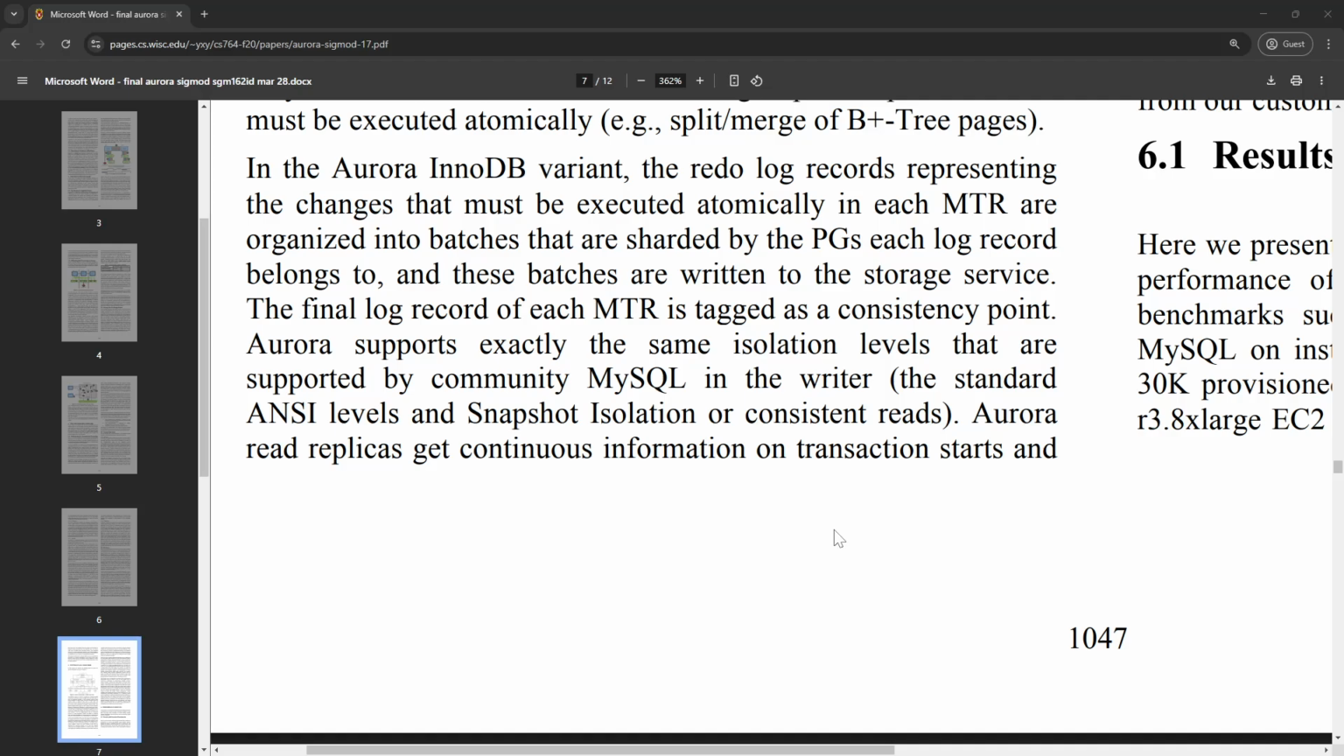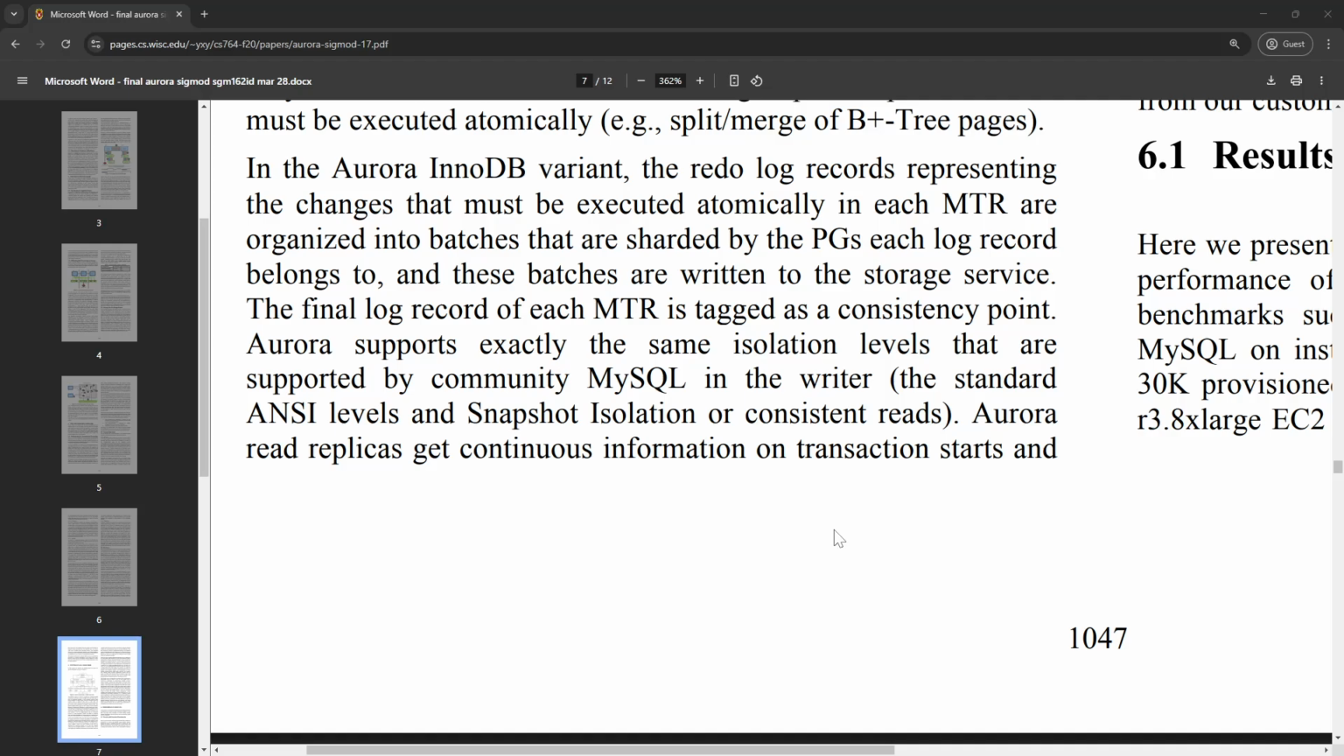In the Aurora InnoDB variant, the redo log records, representing the changes that must be executed atomically in each mini-transaction, are organised into batches, and they're sharded by the protection groups each log record belongs to. And these batches are written to the storage service. The final log record of each mini-transaction is tagged as a consistency point.